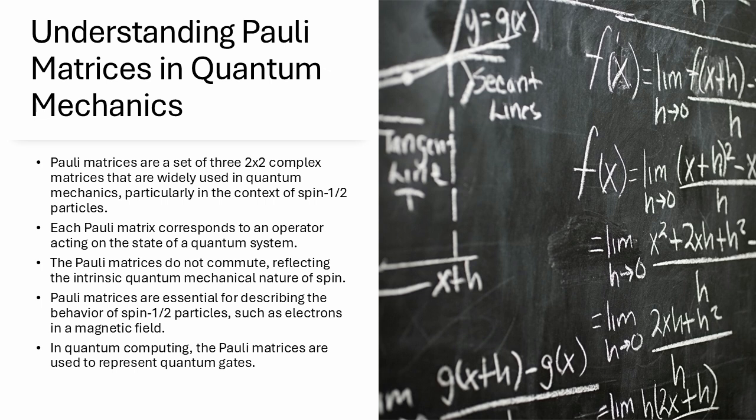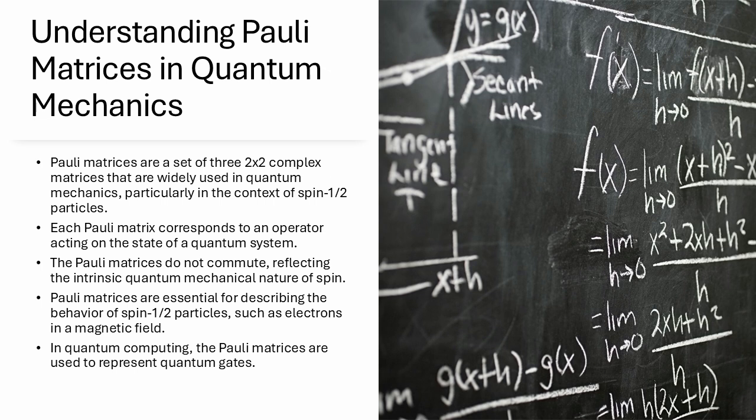Exactly. And to manipulate these qubits and perform computations, we use things called quantum gates. And the Pauli X matrix actually forms the basis for one of the most fundamental quantum gates, the quantum NOT gate, which flips the state of a qubit. Other Pauli matrices are used to create more complex gates that introduce those phase shifts, which are really crucial for quantum algorithms. So these tiny matrices are helping to power the quantum revolution.